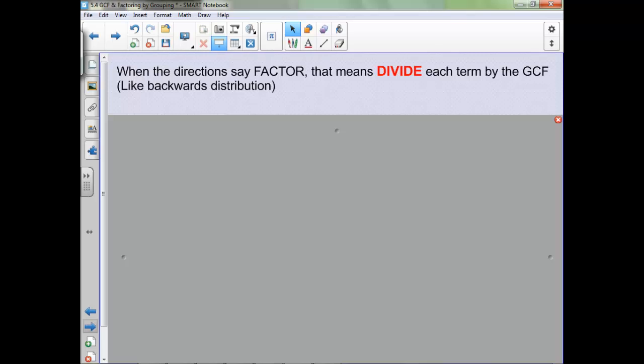Now, when we talk about factoring, when the directions say to factor, that means you're going to start by dividing each term by the GCF. Essentially, it's backwards distribution. It's the opposite of what we did when we would distribute before.